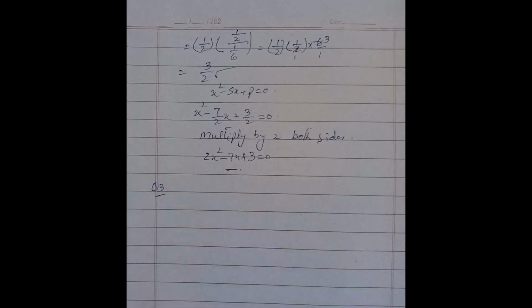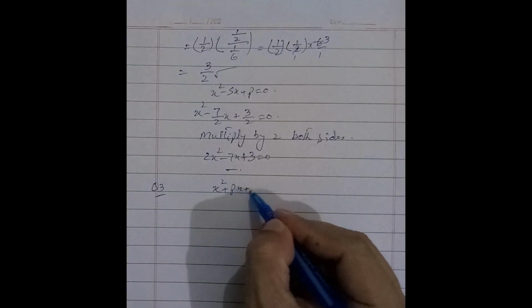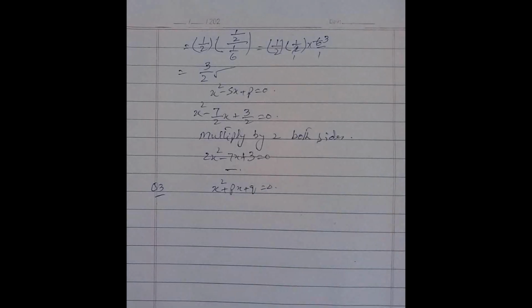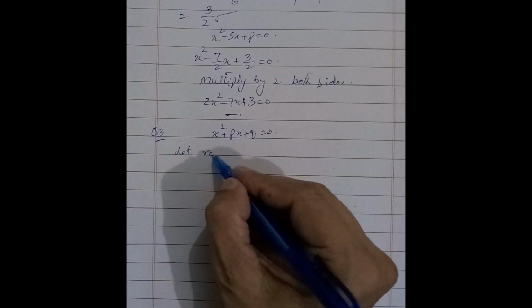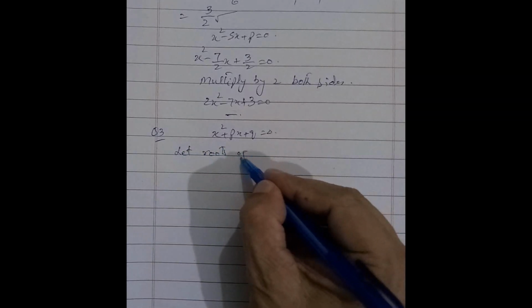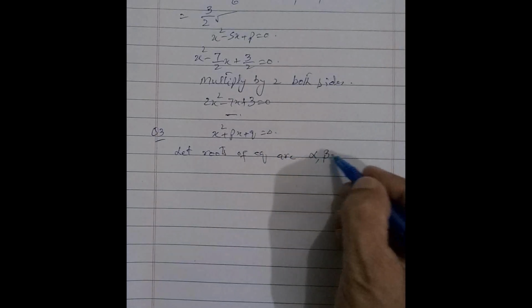Question 3, in which if alpha, beta are the roots of the equation x square plus px plus q, then form the equation whose roots are given. First, we have the given equation, which is x square plus px plus q is equal to 0, whose roots are alpha, beta. Let the roots of the equation be alpha, beta.